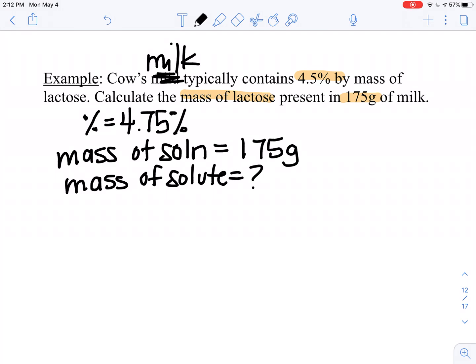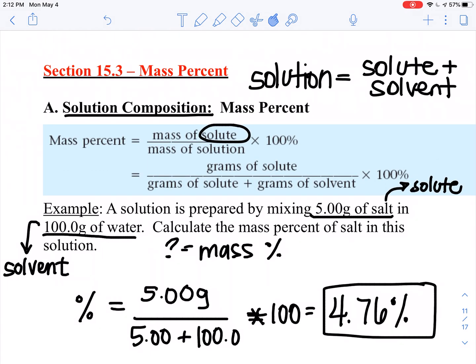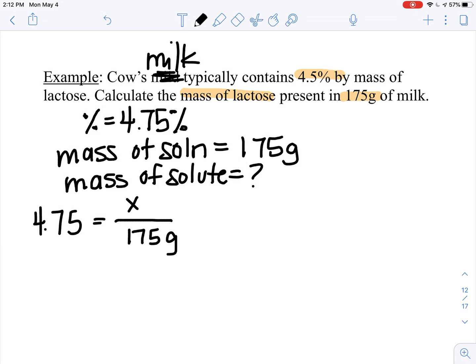That's our question mark. So if you look back at the equation up here, again, mass percent equals mass of solute over the mass of the solution times 100. So we come down here. We know the mass percent, it's 4.75 equals, we don't know the mass of the solute, so I'm going to say X, over the whole solution, 175 grams, times 100.